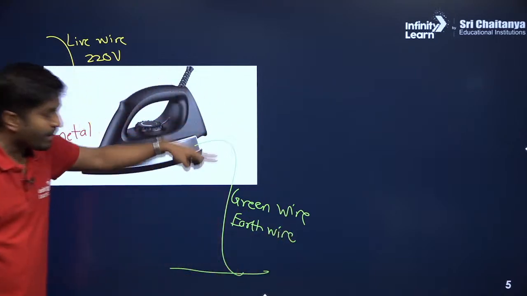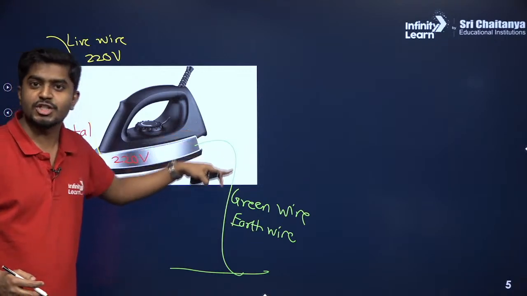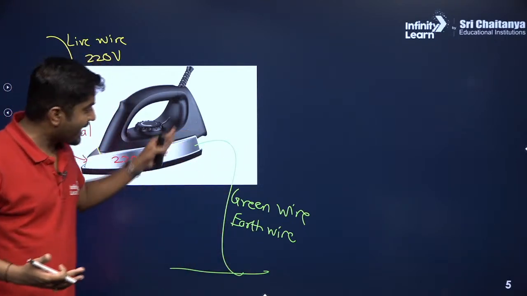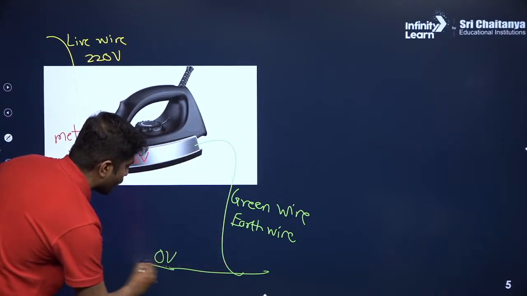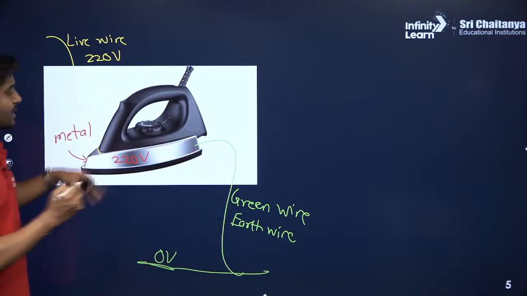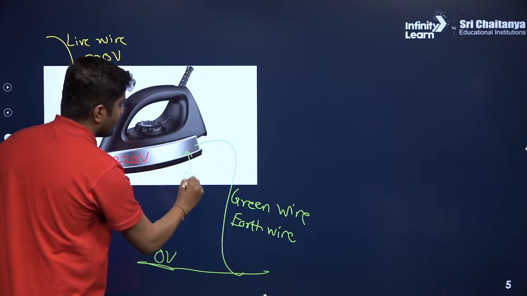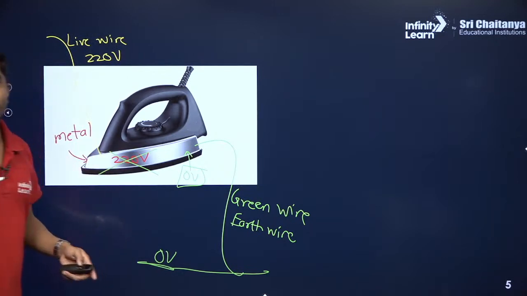Right? So what is the purpose of this? To ground or remove the extra charges to the ground or to the earth, to carry the extra charges. Because earth is always at 0 volt, when you connect the green wire to this metallic part, the metallic part finally becomes at 0 volt and it is no more at 220 volt.